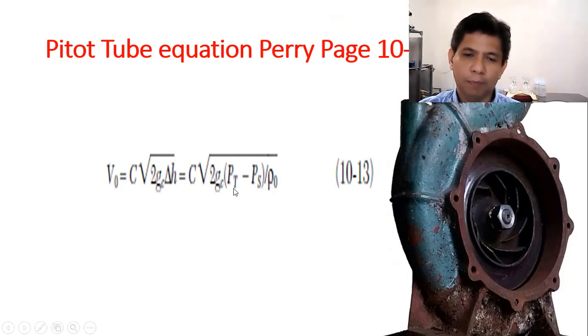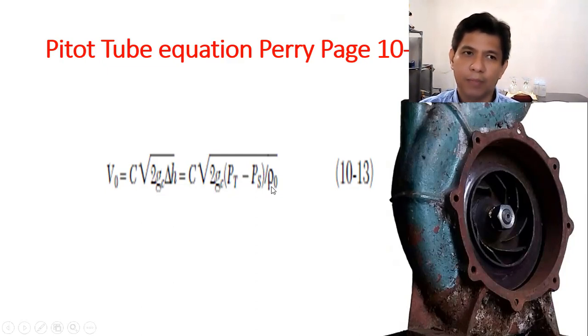So PT is the pressure at the middle. PS is the pressure at the surface, no? Tapos this is the density of the gas flowing through the pipe. Okay? So in using this equation, this should result in Pascal in SI system.